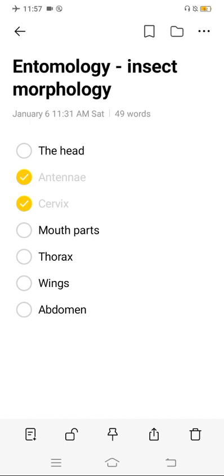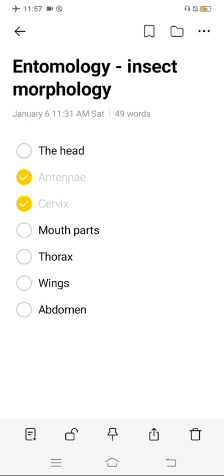Setaceous, filiform, moniliform, pectinate, bipectinate, serrate, clavate, capitate, lamellate, geniculate, plumose, pilose and aristate.